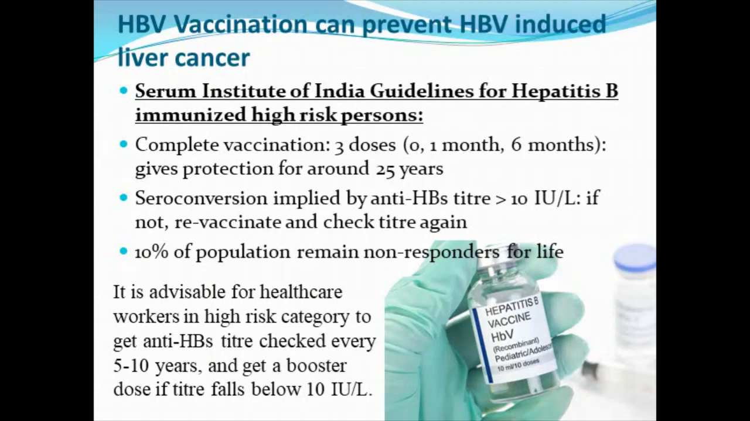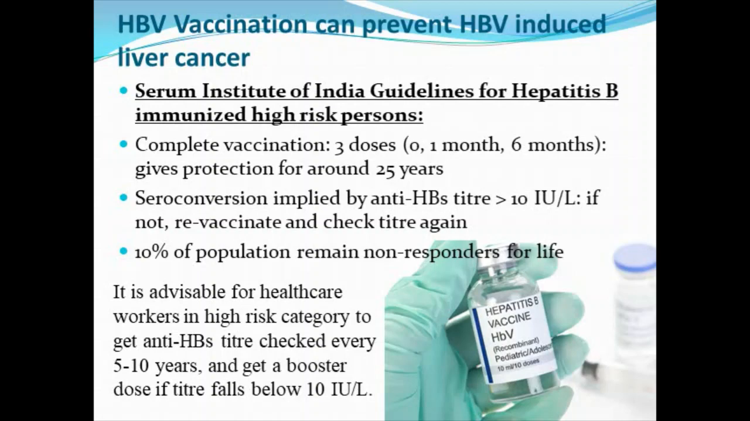So, Serum Institute of India guidelines for hepatitis B immunization of high risk persons: complete vaccination includes 3 doses at 0, 1 month and 6 months, and it gives protection for around 25 years. Seroconversion is implied by anti-HBs titer. It should be more than 10 IU per liter or 10 MIU per microliter. If it doesn't occur, this anti-HBs titer should be checked at least 6 to 8 weeks after giving the last dose of the vaccine.